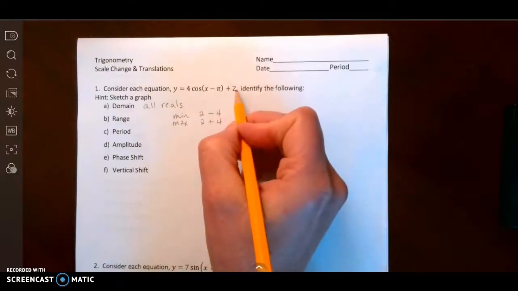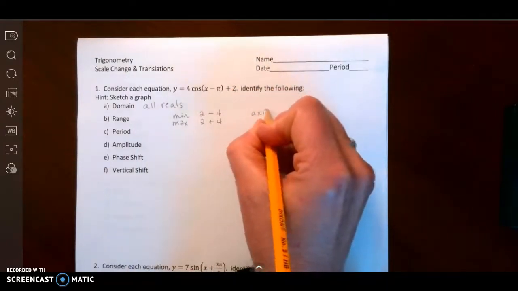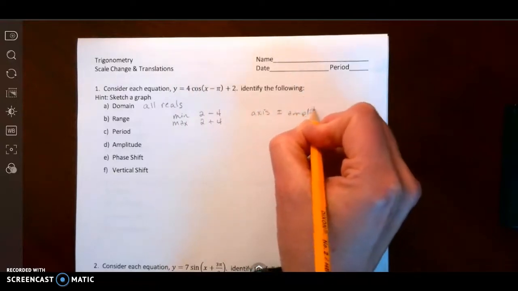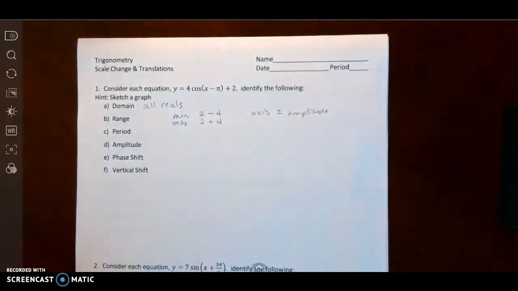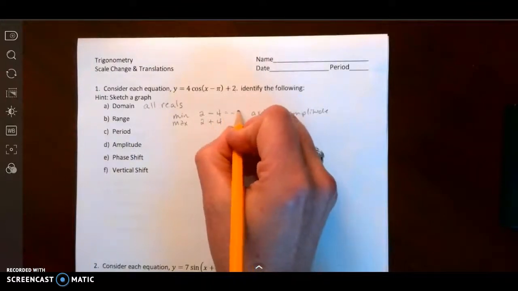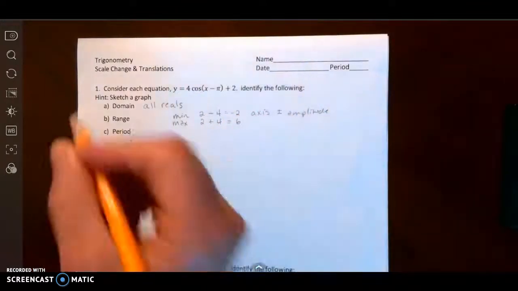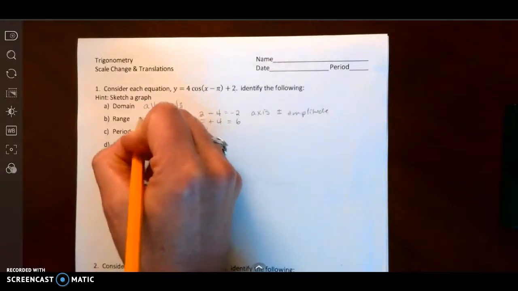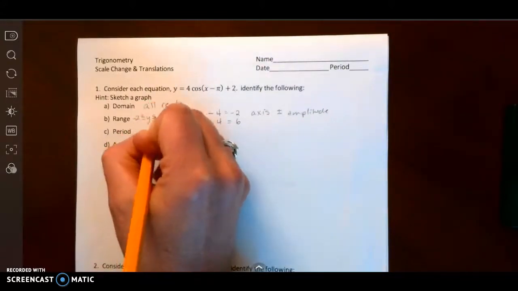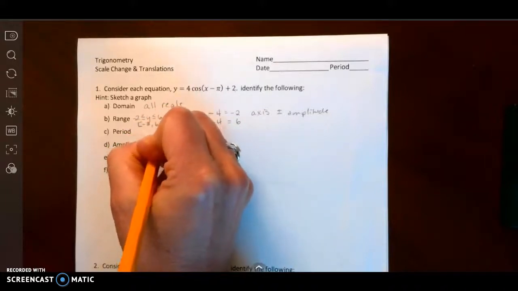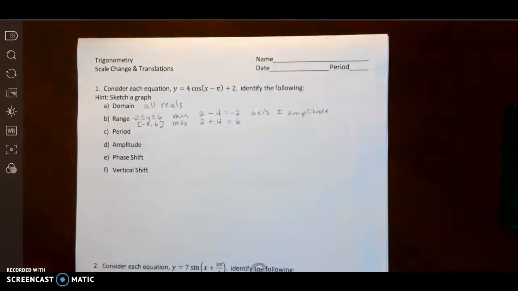So I start at the axis plus or minus the amplitude, and that is going to show me where those min and max values are. So this graph is going to go from -2 to 6. So my range is that y is between -2 and 6. You could also write it this way, like that.